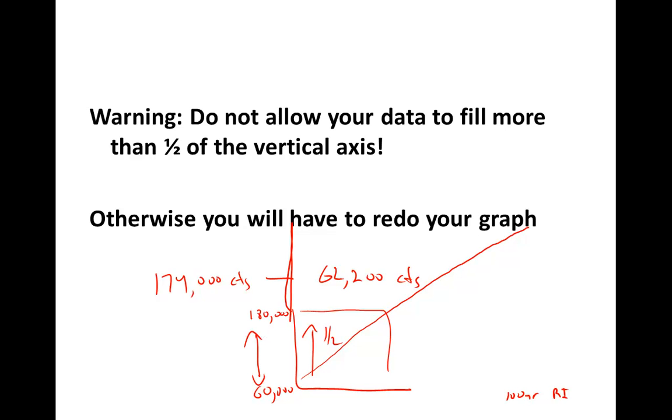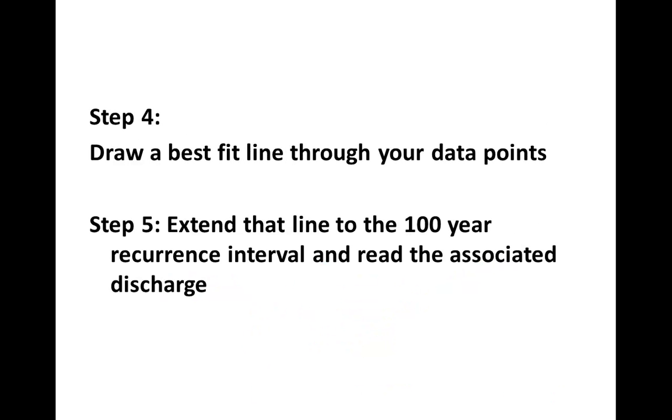So if you don't leave yourself room on your y-axis to extend your line to the 100-year discharge, it's going to go off the top of the page, and you're going to have to redo your graph from the beginning. Once we've got our data points plotted, 11 data points for each graph, we're going to draw a line through that data set. We're not going to connect the dots, but rather we're going to draw one straight line, a best fit line, and draw it in such a way that there's an equal number of points above and below that line.